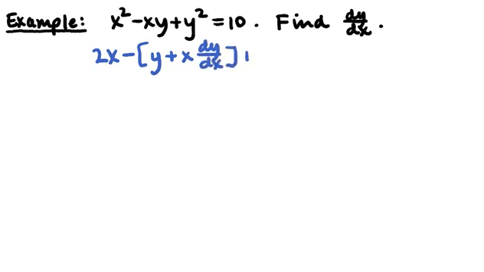Then plus 2y, but y has its own derivative. And the derivative of 10, that's going to be 0. So I'm going to distribute the negative real quick.